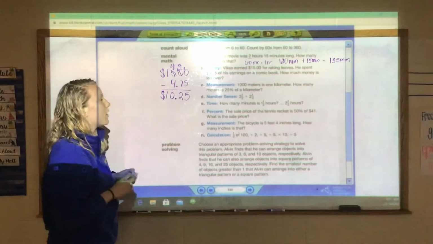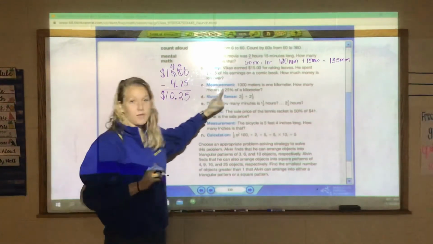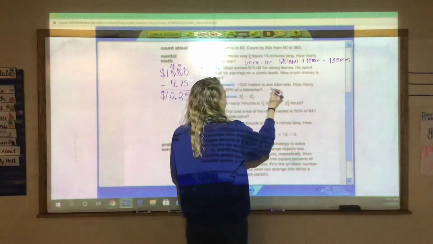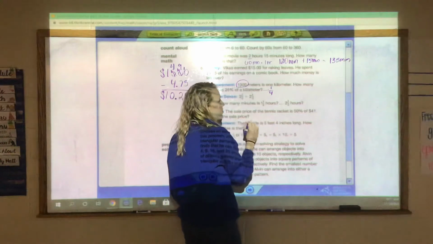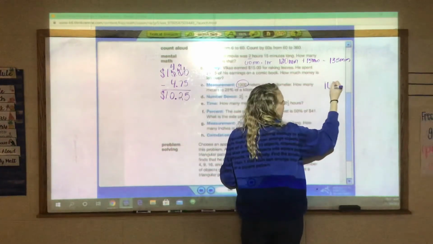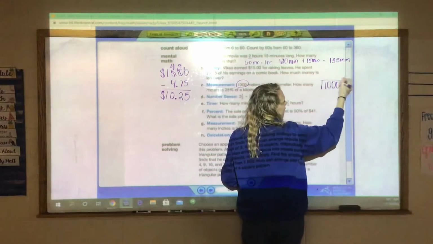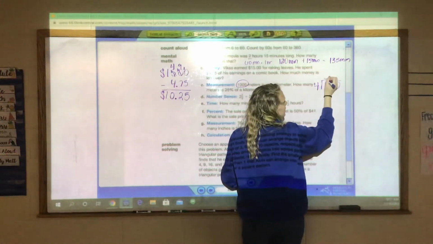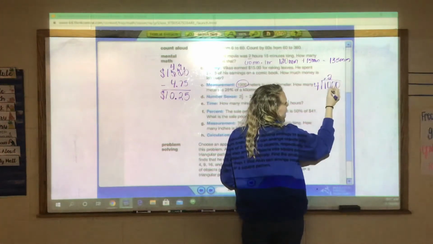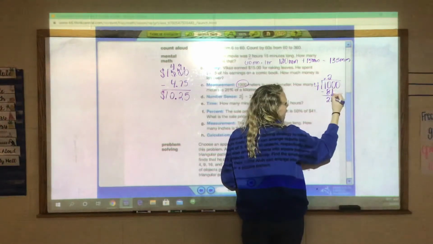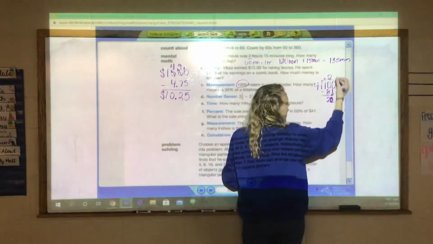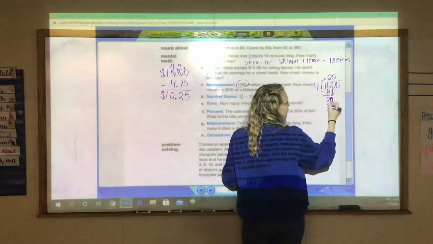1,000 meters is 1 kilometer. How many meters is 25% of a kilometer? Remember, 25% is 1/4, so we have to divide 1,000 by 4. 1,000 divided by 4. 4 goes into 1 0 times. 4 goes into 10 2 times, 2 times 4 is 8, subtract, 2, bring down the 0, 20.